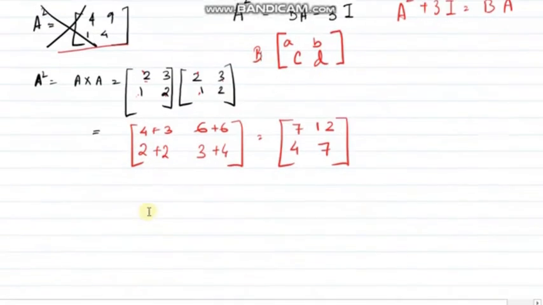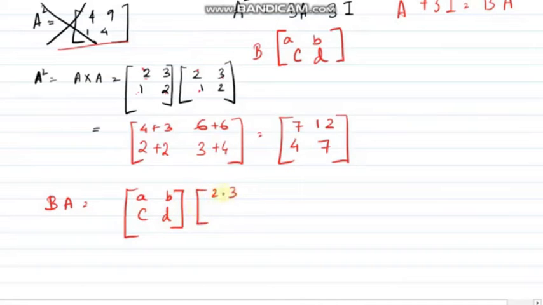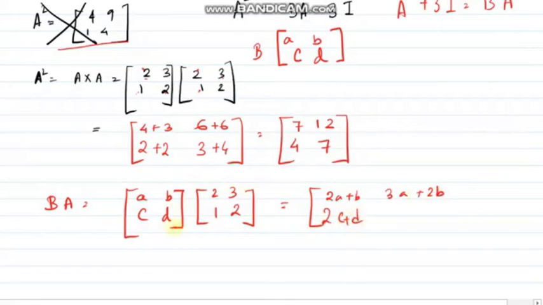Let's calculate BA. There is a difference between BA and AB. You can just check with any two matrices. If there is any problem, please write to me in the comment box. I will solve it for you. So 2, 3, 1, 2. Now check BA. 2A plus B, this will be 2A plus B. Next one, 3A plus 2B. Next one, 2C plus D. And the last one will be 3C plus 2D. So this will be your BA, right?